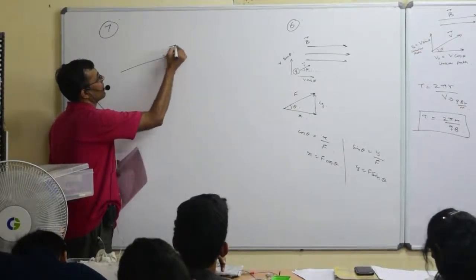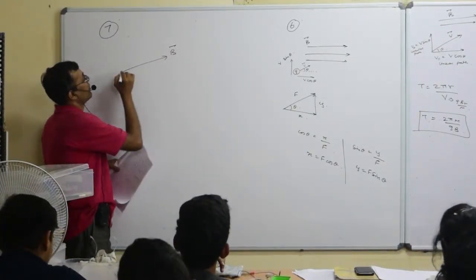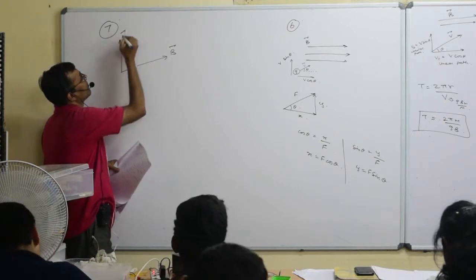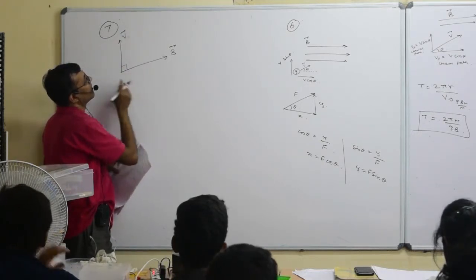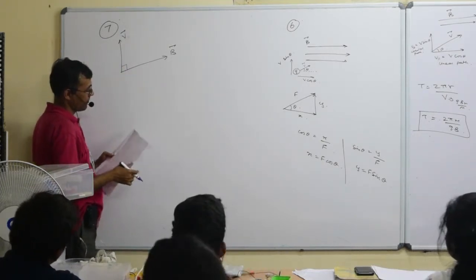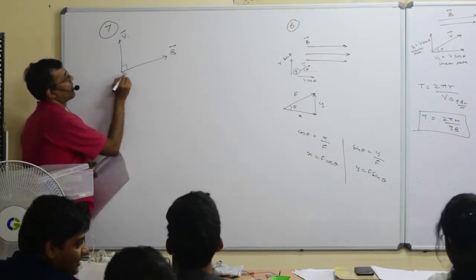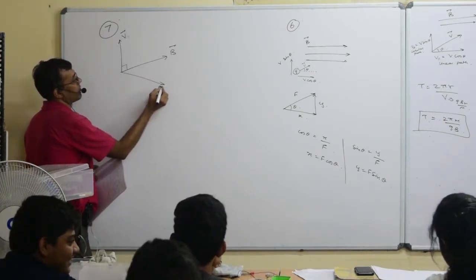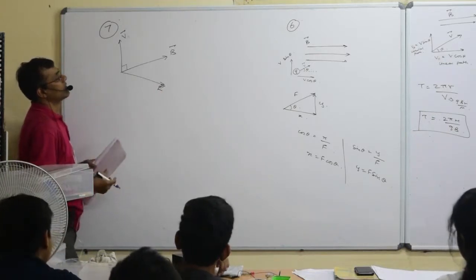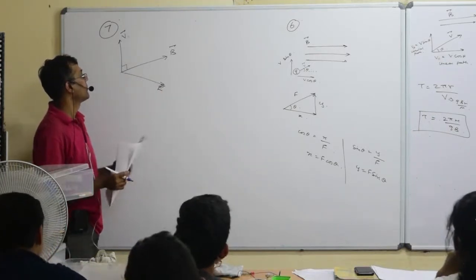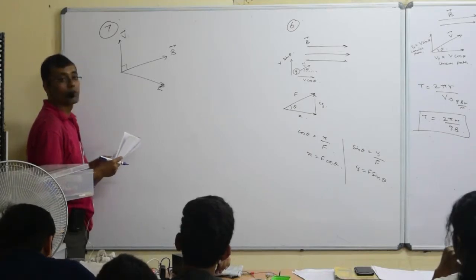Magnetic field going this way and the velocity is somewhere this way. So let's say this is 90 degrees. It's a 3-dimensional thing. And let's say I have an electric field like this. So this is a 3-dimensional thing, something like X, Y, Z.